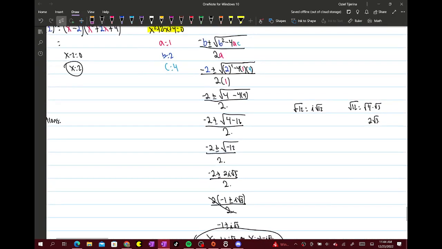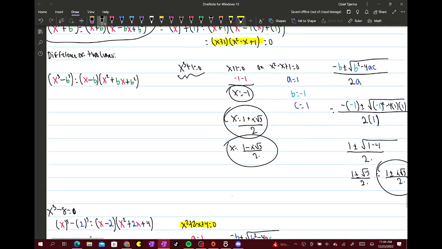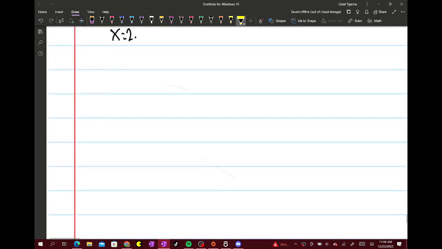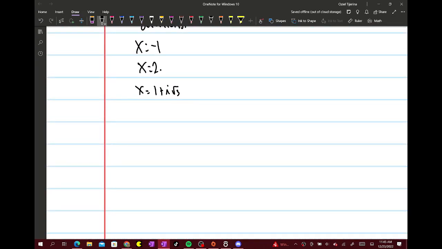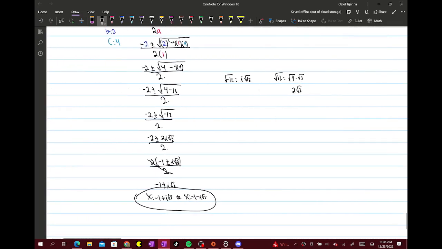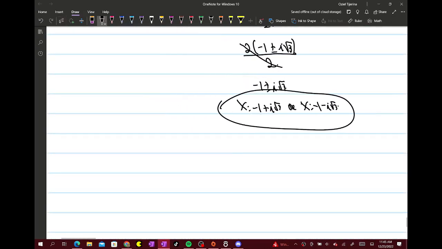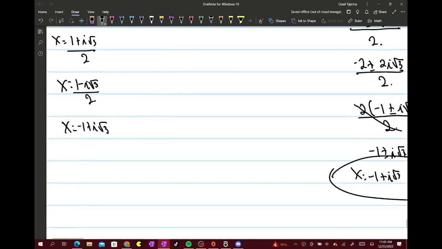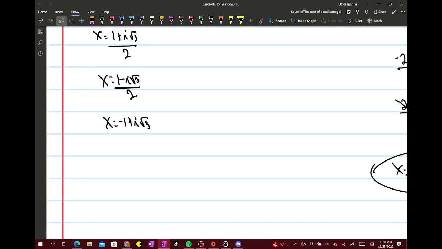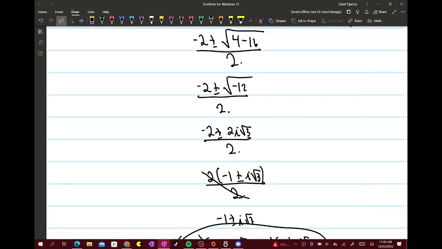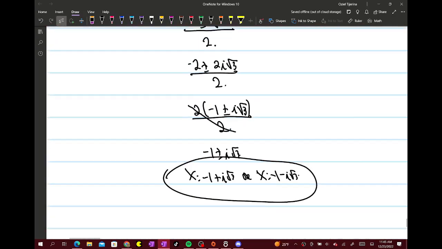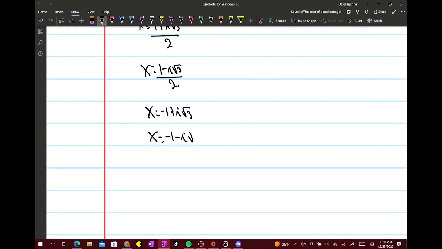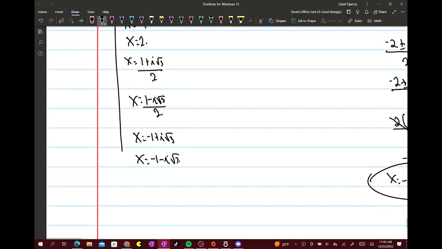And then there were also these over here: x equals 1 plus I square root 3 all over 2, and x equals 1 minus I square root 3 all over 2. And then there were these two: x equals negative 1 plus I square root 3, and x equals negative 1 minus I square root 3, right? So those are all of the solutions for this equation.